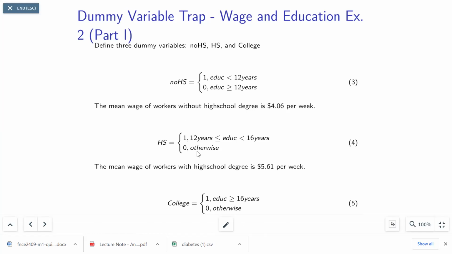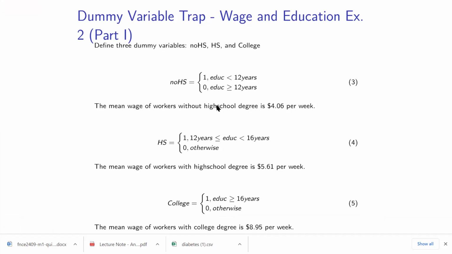If you sum up the percentage of workers in all 3 categories, then you get 100% of workers in the data set. Now, take note of the mean wage for each category of workers, because you're going to see these numbers a lot in the following slides.